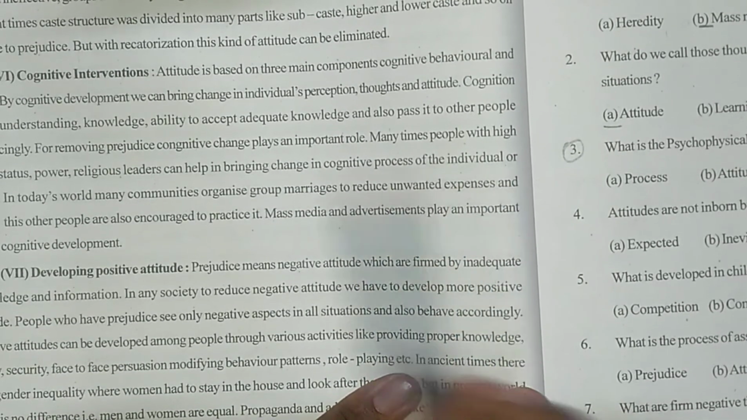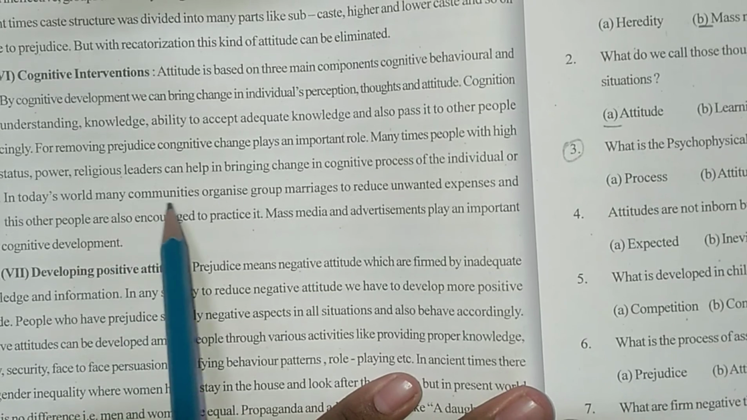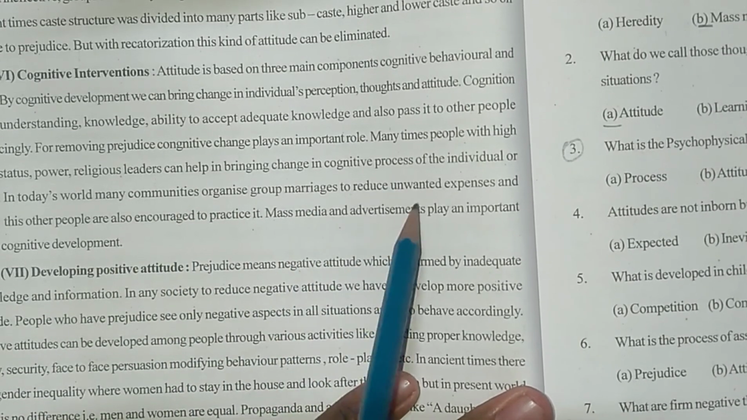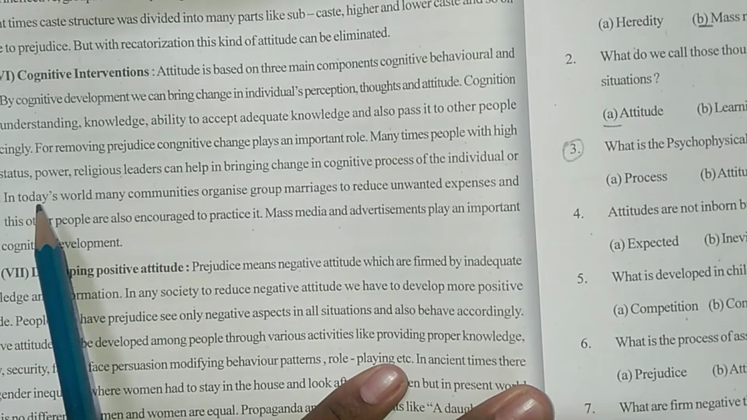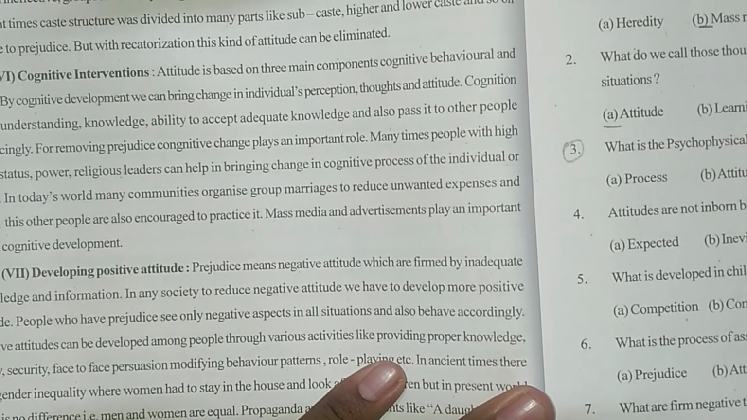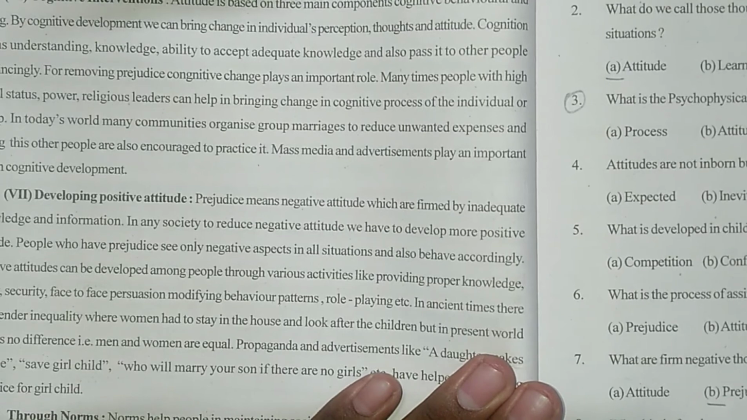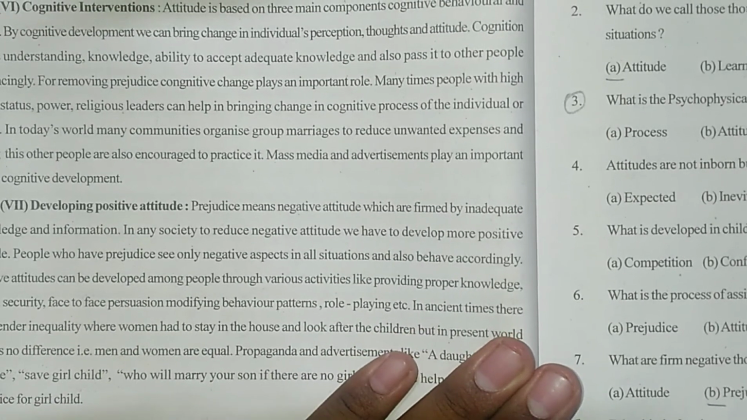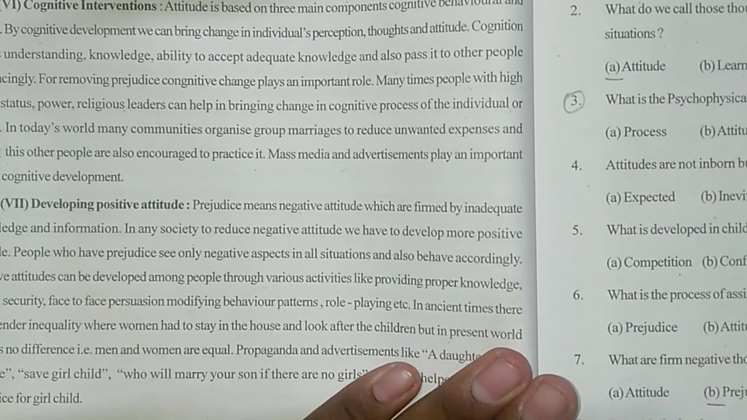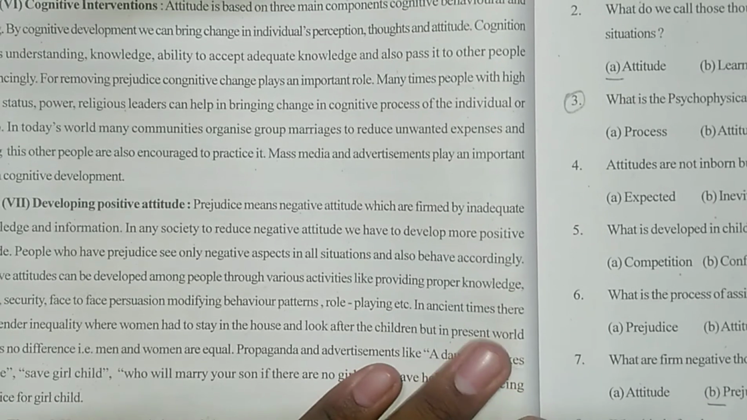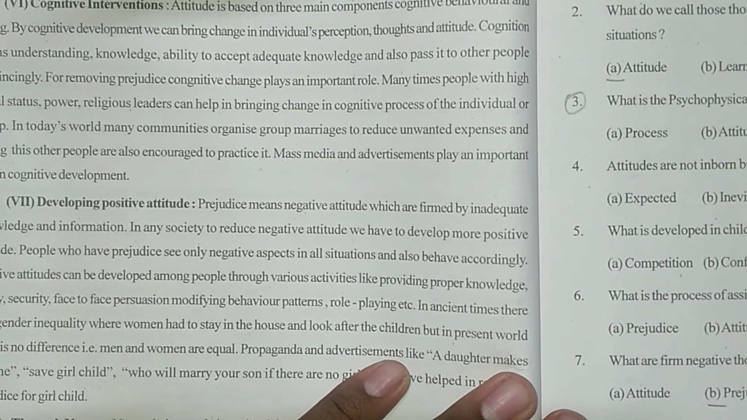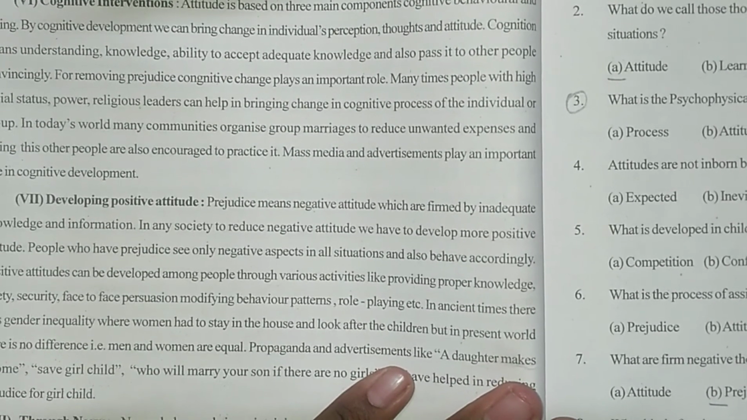Many times, people with high social status, power, and religious leaders can help in bringing a change in the cognitive process of an individual or of our group. In today's world, many communities organize group marriages to reduce unwanted expenses, and seeing this, other people are also encouraged to practice it. Mass media and advertisement play an important role in cognitive development.